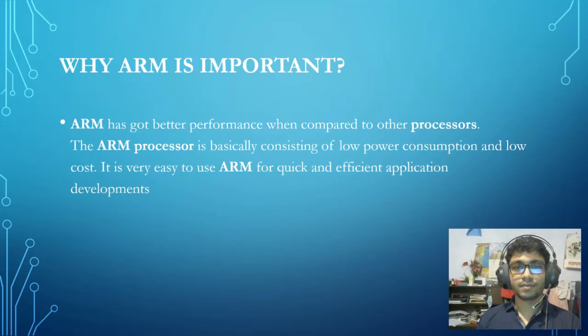It consumes low power and it is efficient, and the development of applications for ARM processors is very easy, while x86 processors take a lot of power and they cannot run on batteries. That's why all the portable devices that run on batteries are using ARM or RISC processors.